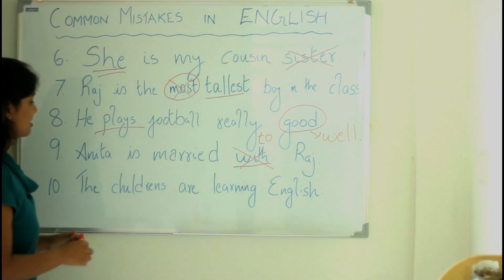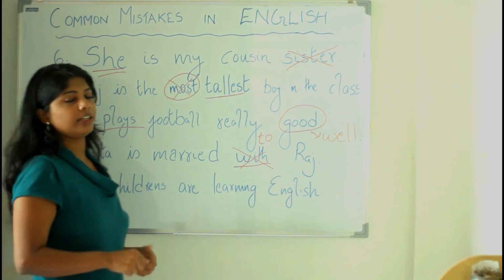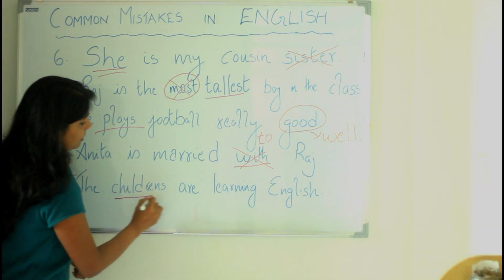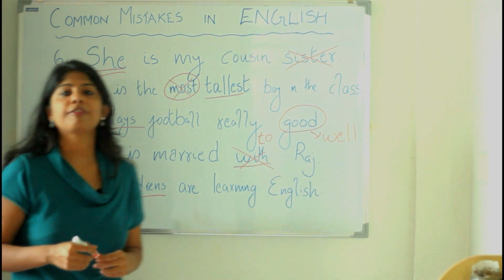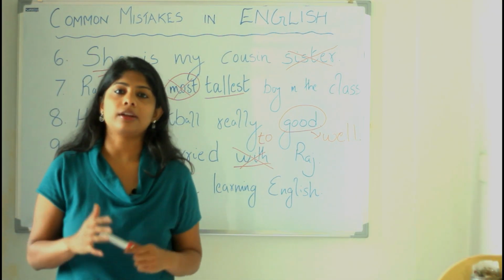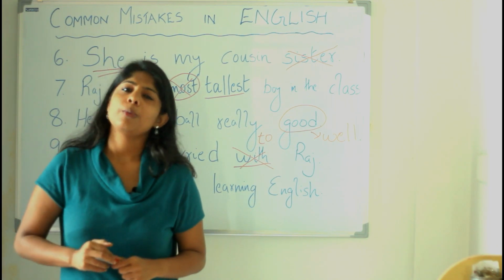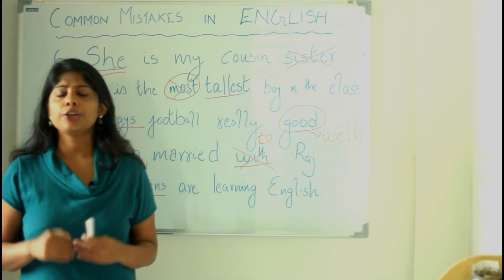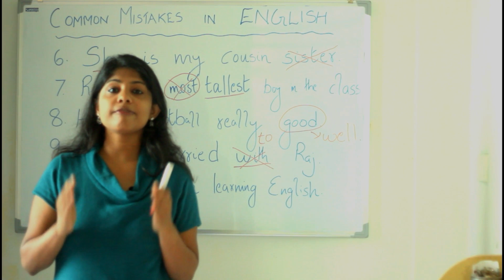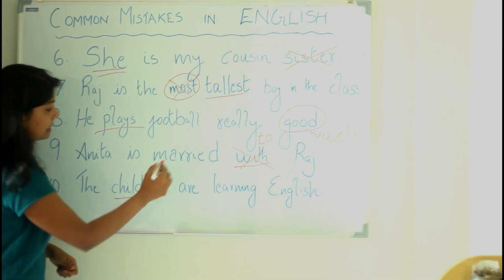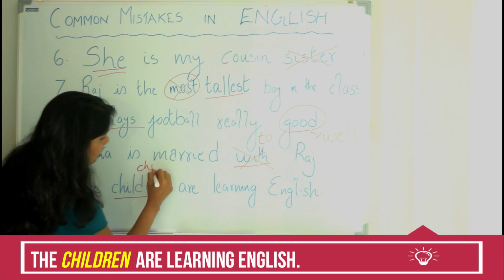And the last sentence, the children are learning English. Here, the plural form of the word child is children, and you do not add an S to it. Similarly, with words like women, you do not say women's, you say women. So here, the children are learning English is the correct form.